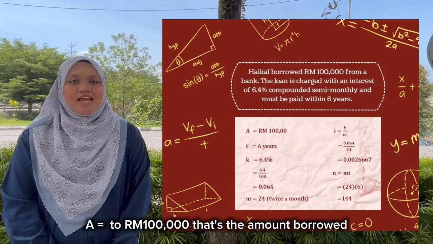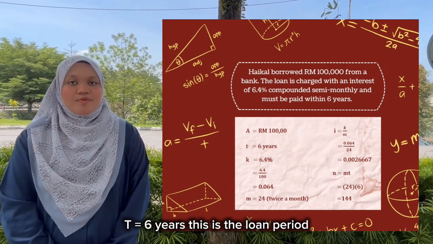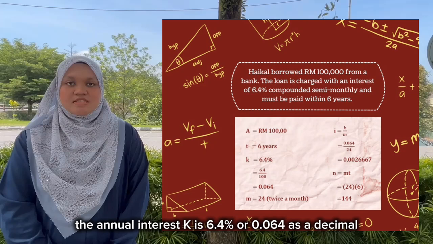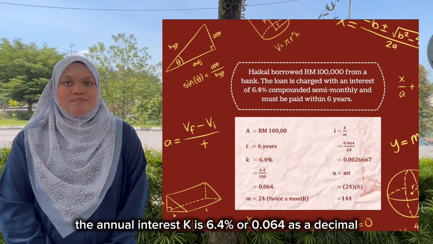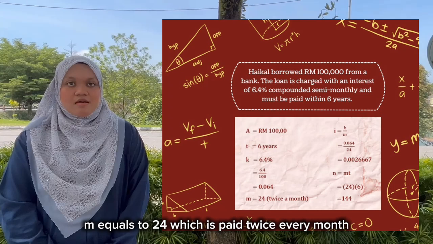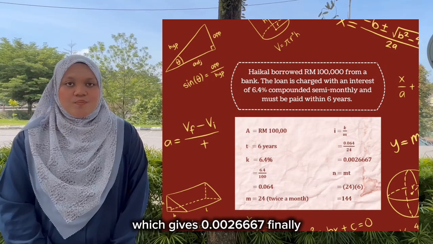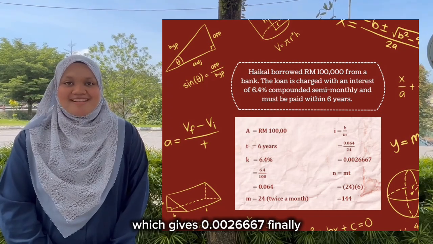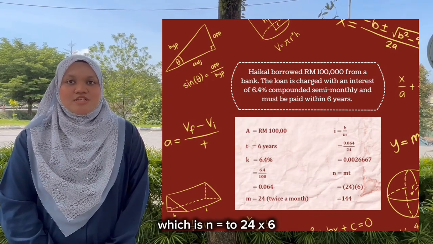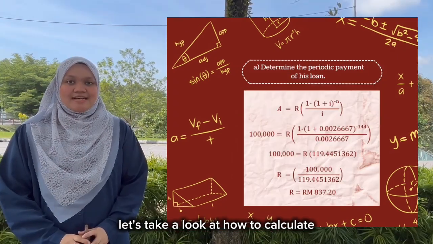For annuity loans, A equals 100,000 ringgit. That's the amount borrowed. T equals 6 years. This is the loan period. The annual interest K is 6.4% or 0.064 as a decimal. Since the loan is compounded semi-monthly, M equals 24, which is paid twice every month. To find the periodic interest rate, we divide K by M. I equals 0.064 divided by 24, which gives 0.00266667. Finally, we calculate the total number of payments, which is N equals 24 times 6, which equals 144 total payments.